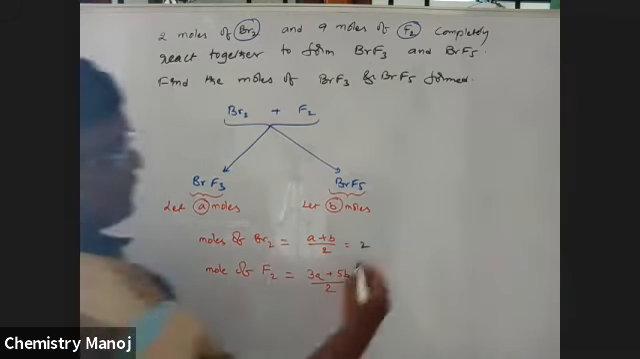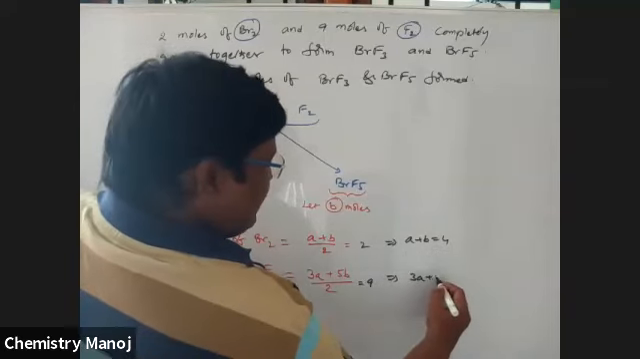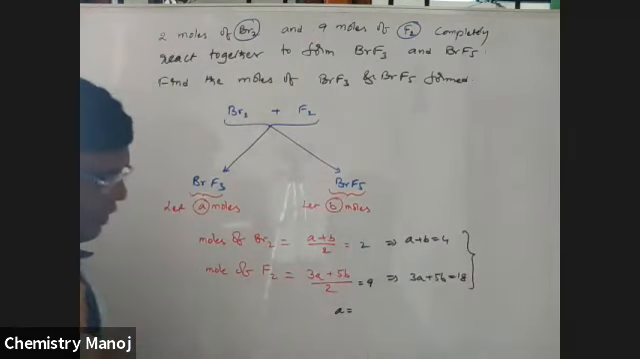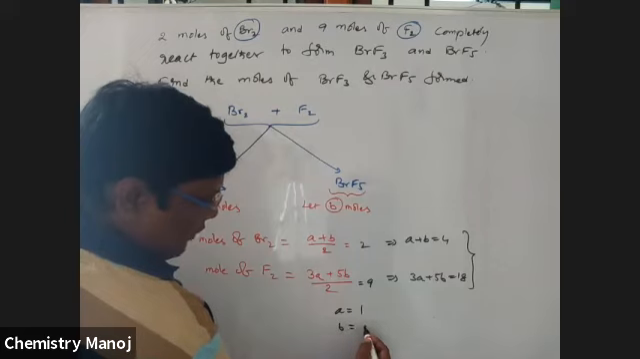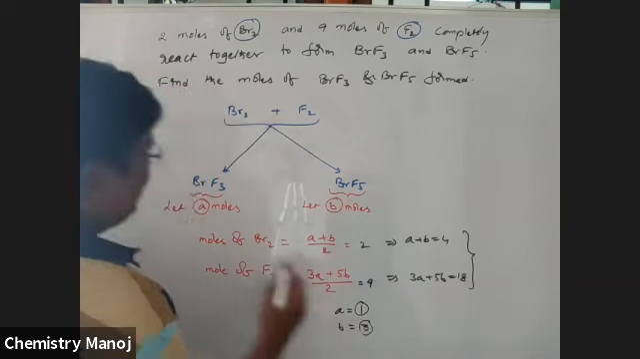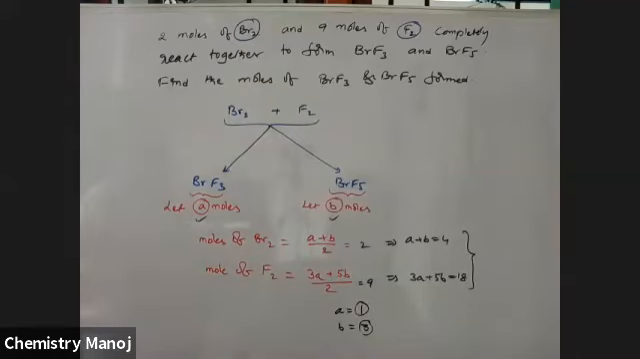So by solving these, A plus B gives 4 and 3A plus 5B gives 18. By solving these two, A value is equal to 1 and B value is equal to 3. So A and B are nothing but moles of BrF3 and moles of BrF5. This is the way to calculate. Because these two are exactly reacted, no one is remaining. So this is the mole concept.